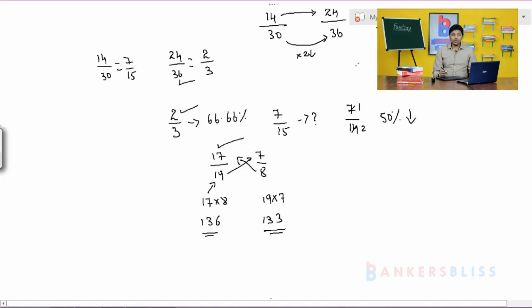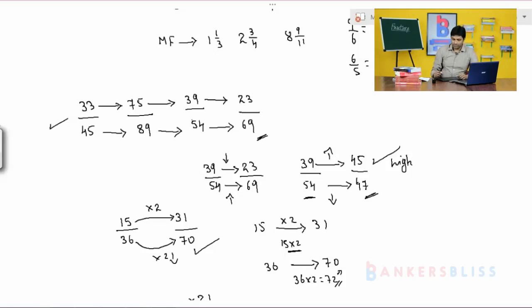So very simple, you cross multiply: 17 into 8, you have to write below 17 by 19 only. Similarly, 19 into 7, below 7 by 8 only you have to mention. So after multiplying you are going to get 136 and 133. So 136 is the bigger one. So 17 by 19 is the bigger one.